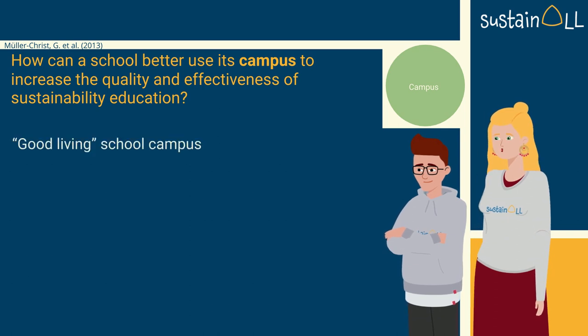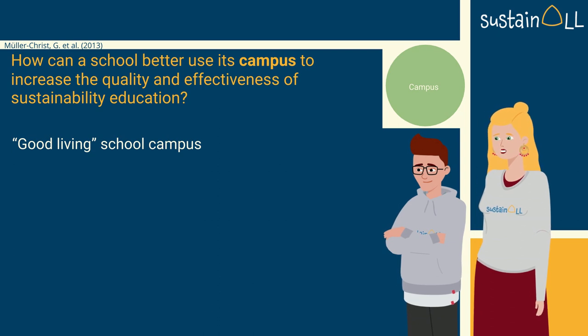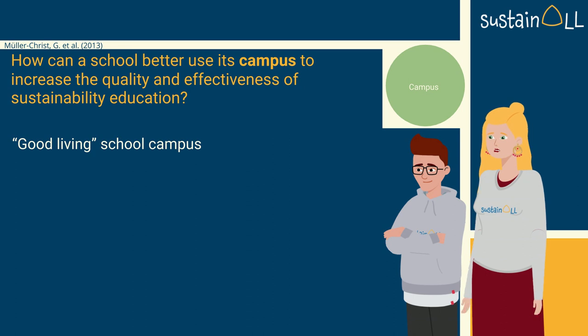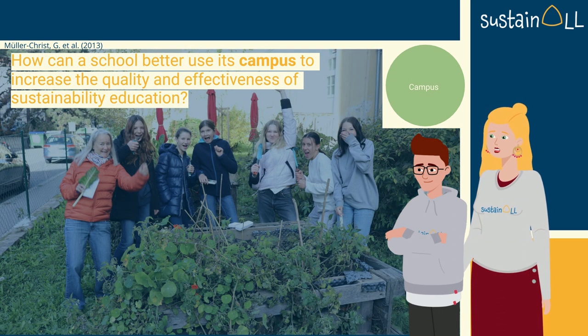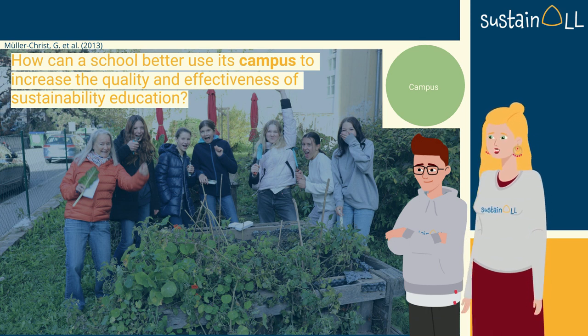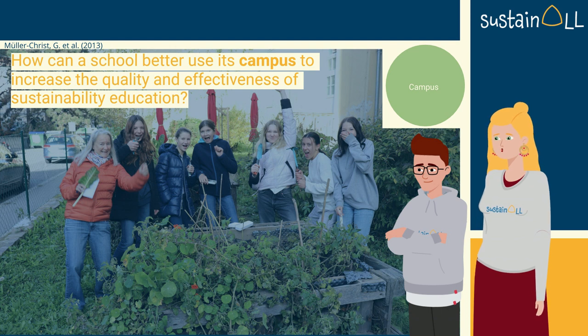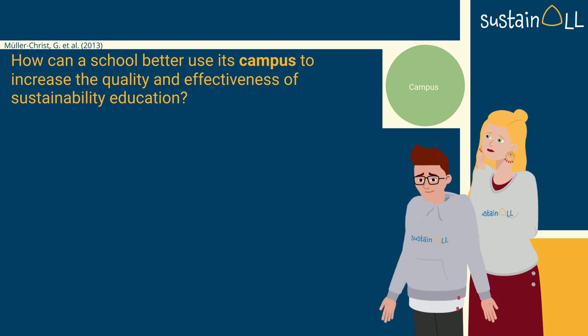What about making your school campus a good living campus, where you as a teacher and your students feel comfortable in the daily school life and in working on sustainable developments? Therefore, you can establish a pedagogical garden, for instance, which you can use for your teachings and for your resting time as well. This garden you can create together with your students. Do you have further ideas?